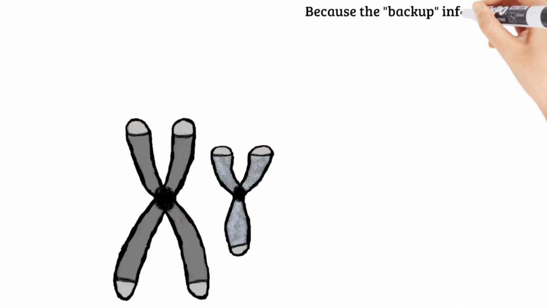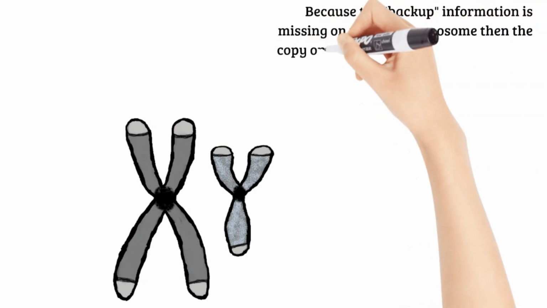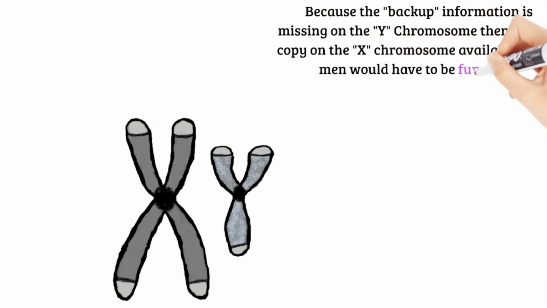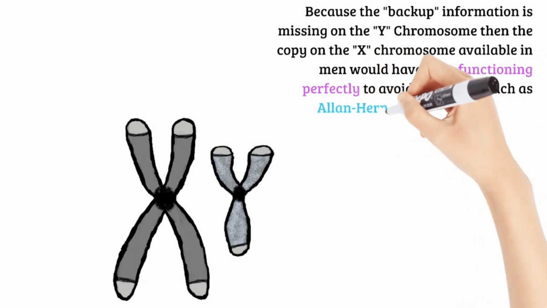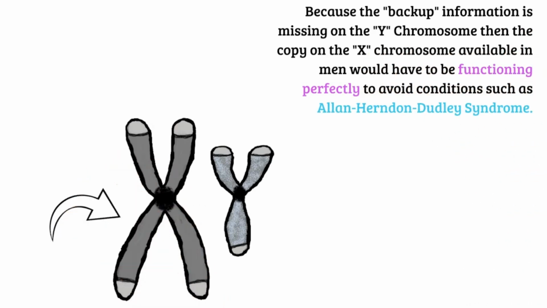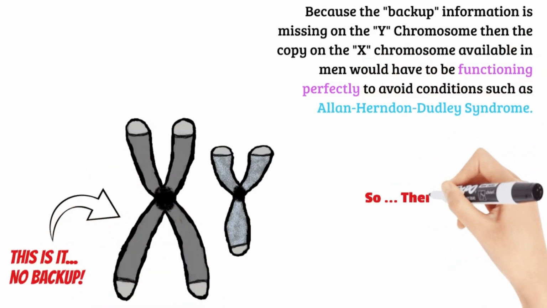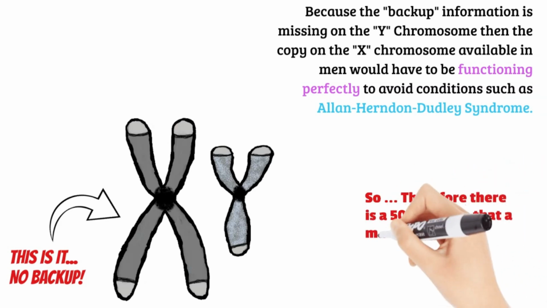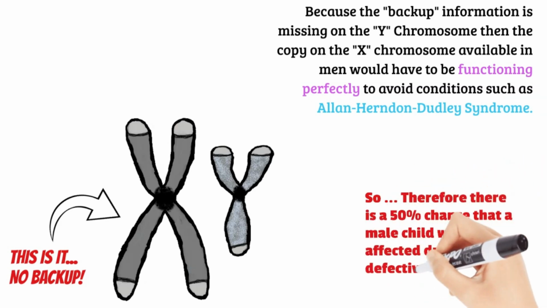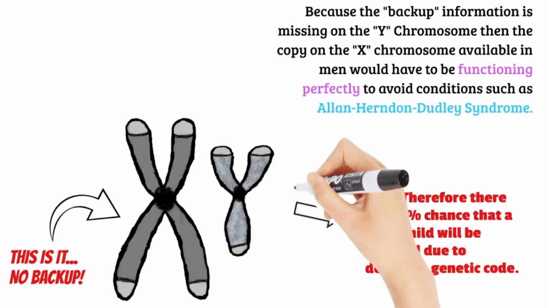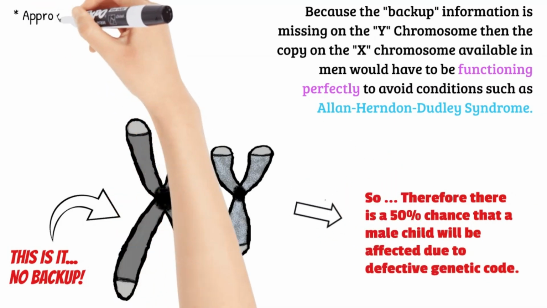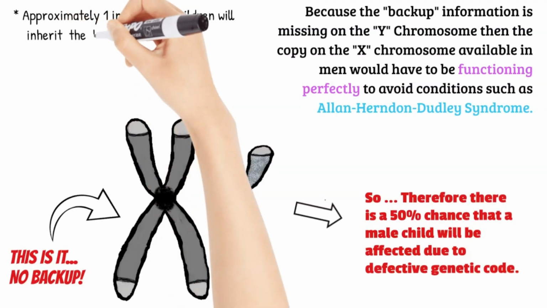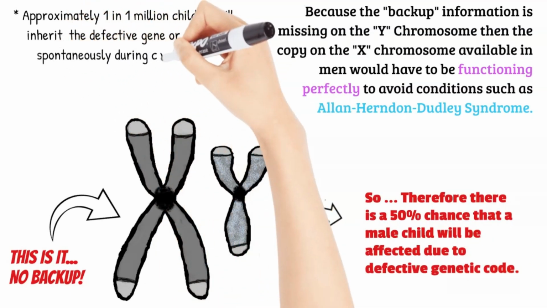Because the backup information is missing in the Y chromosome, the copy of the X chromosome available in men would have to function perfectly to avoid conditions such as Allan-Herndon-Dudley syndrome. This is it. No backup. So there is a 50% chance that a male child will be affected due to a defective genetic code. Approximately 1 in 1 million children will inherit the defective gene or mutate spontaneously during conception.